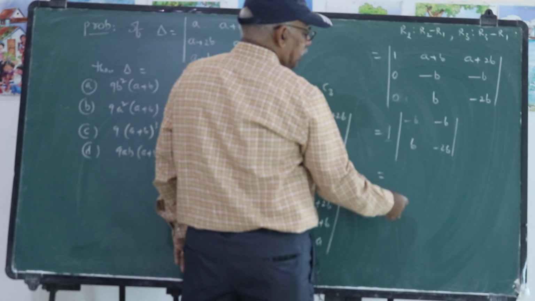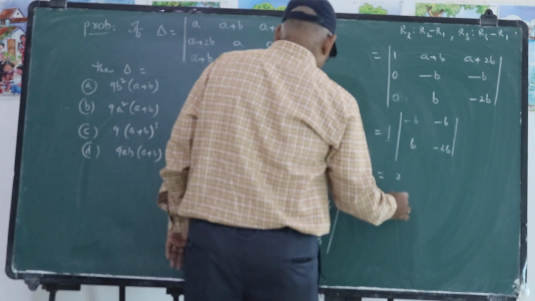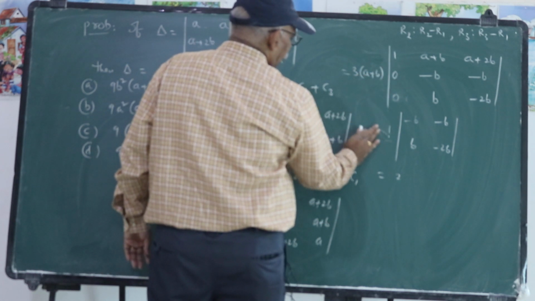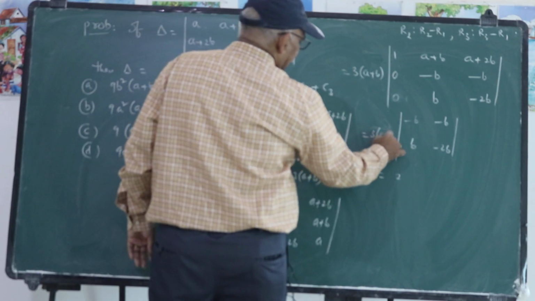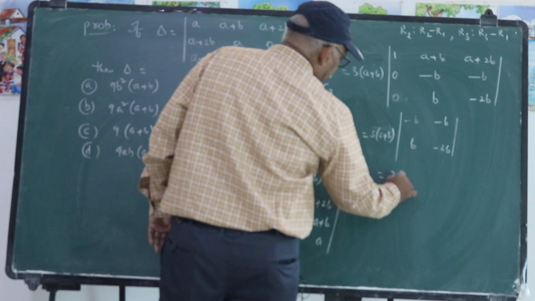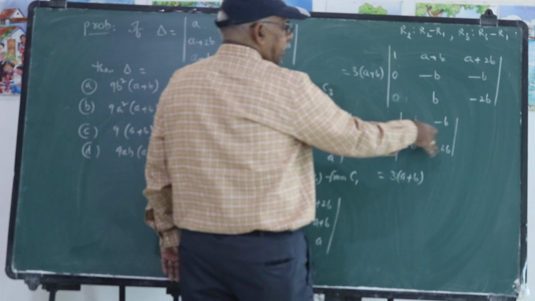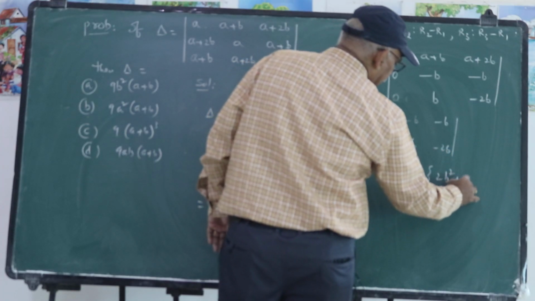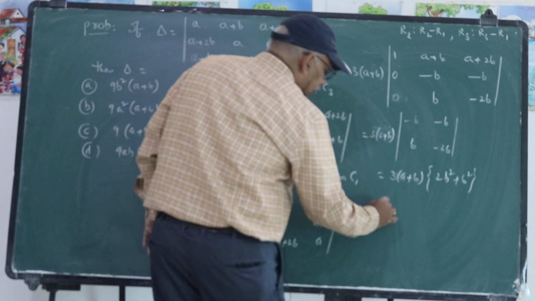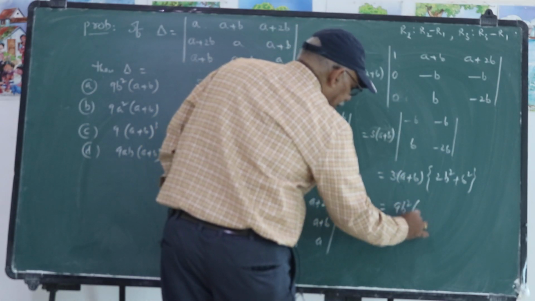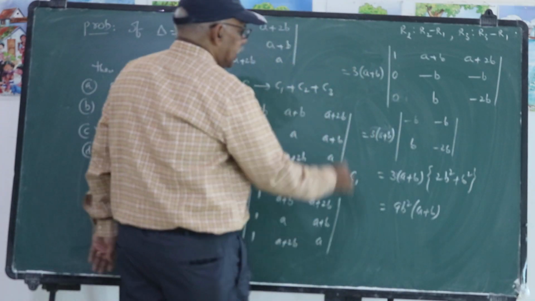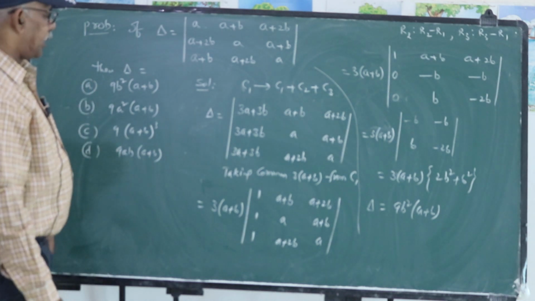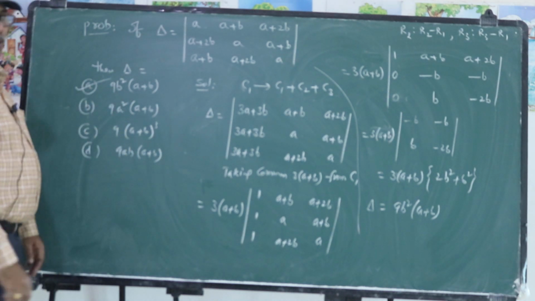Now on evaluating this determinant we get 2b square plus b square. Of course here this is thrice that of a plus b, and here also thrice that of a plus b, multiplied by the determinant. That means 3b square into 3, 9b square into a plus b. This is the value of delta, the value of the determinant. Hence, the first option is the right option.